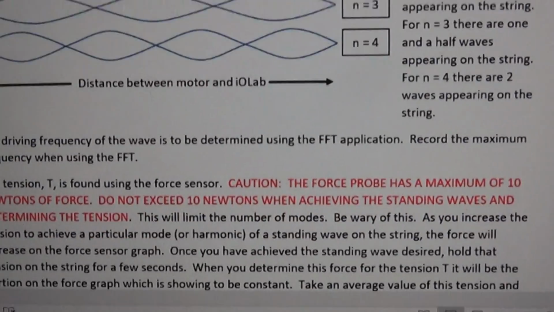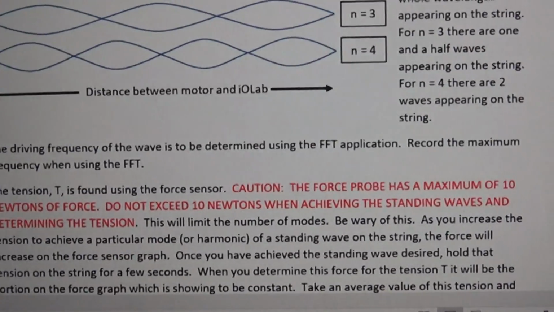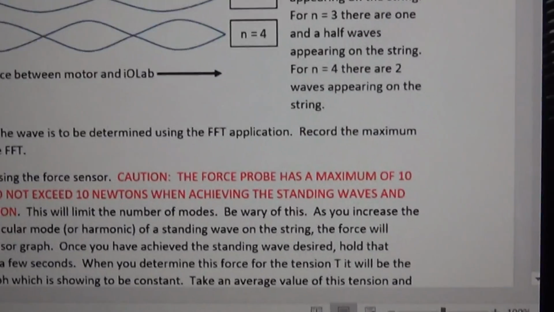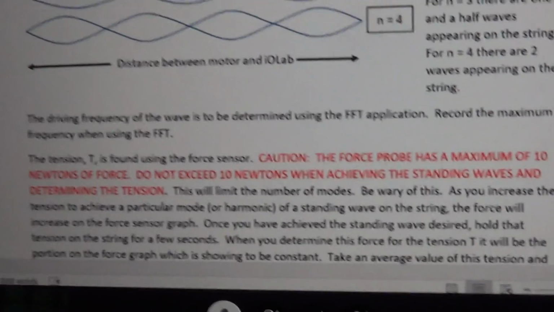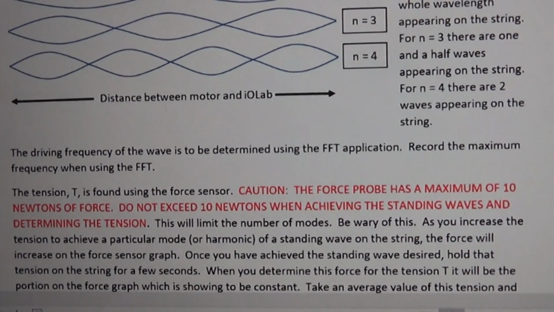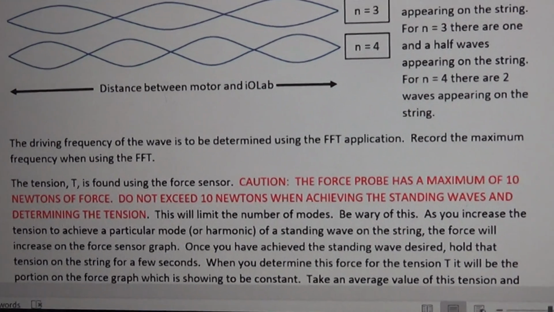And you see that Brandon got all the way up to 8 newtons, and then a couple other people had like 6.5 newtons. So definitely head towards the 5 newtons to see if you can get an n equals 2 standing wave to form.